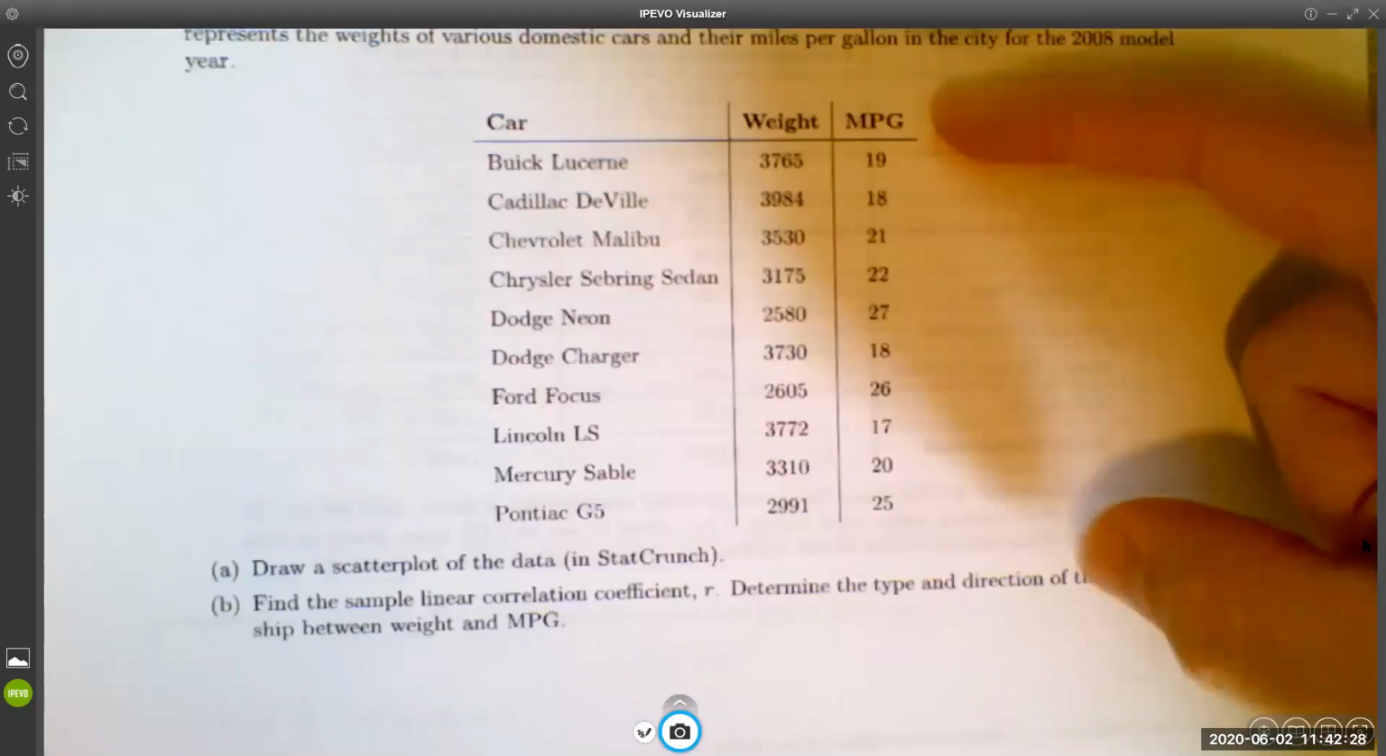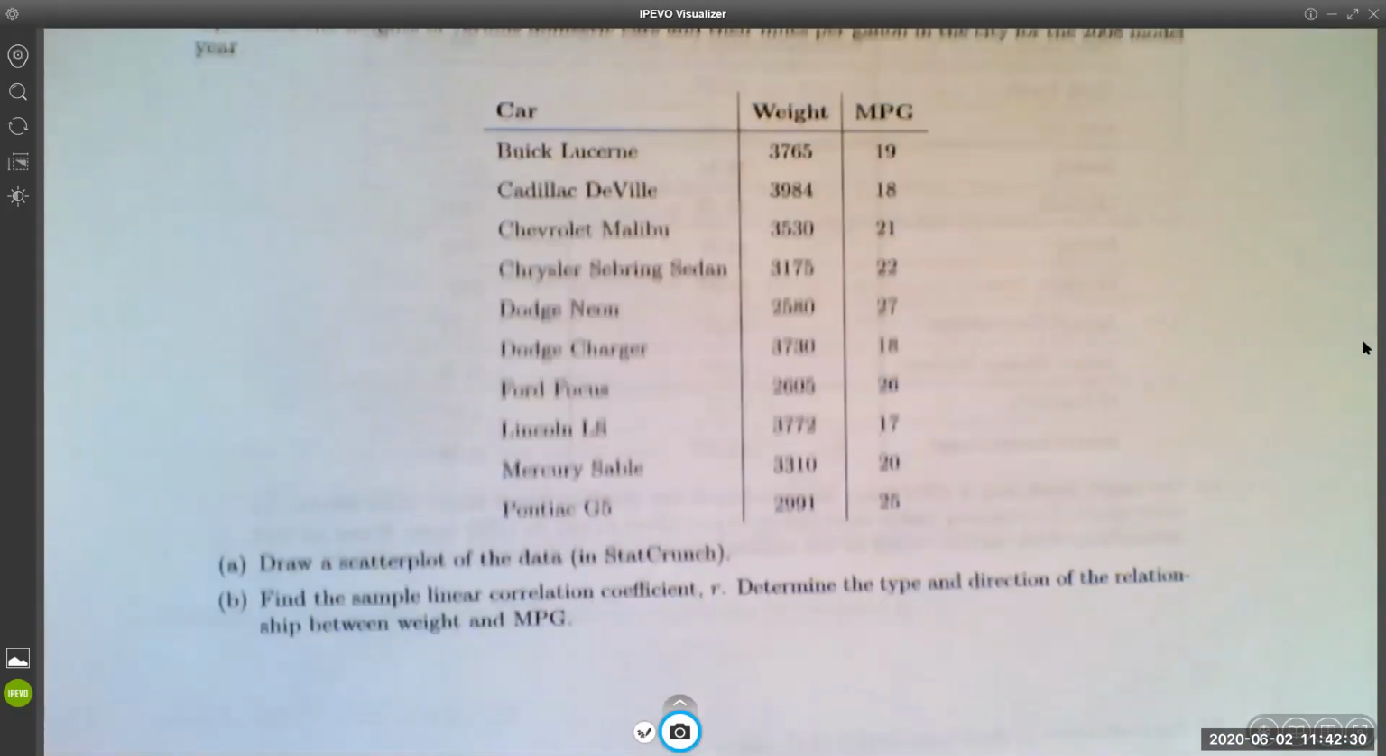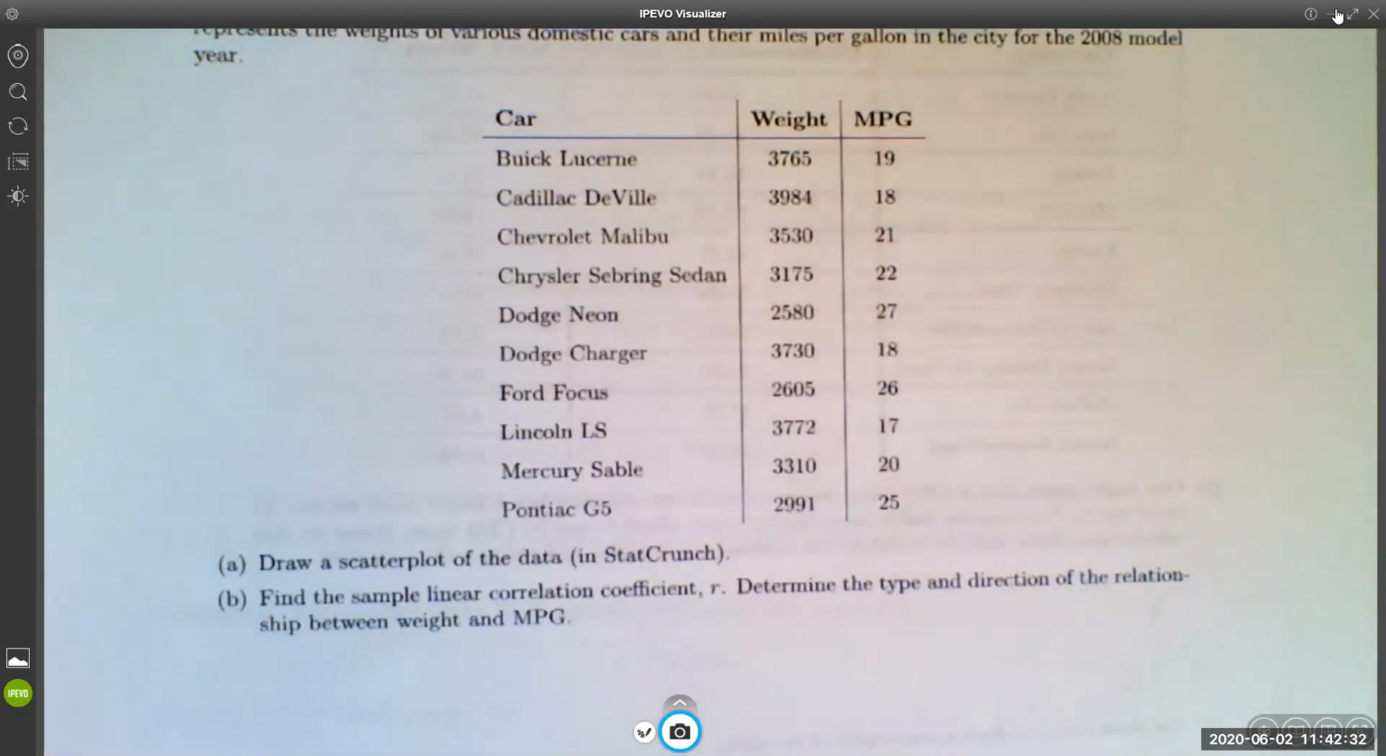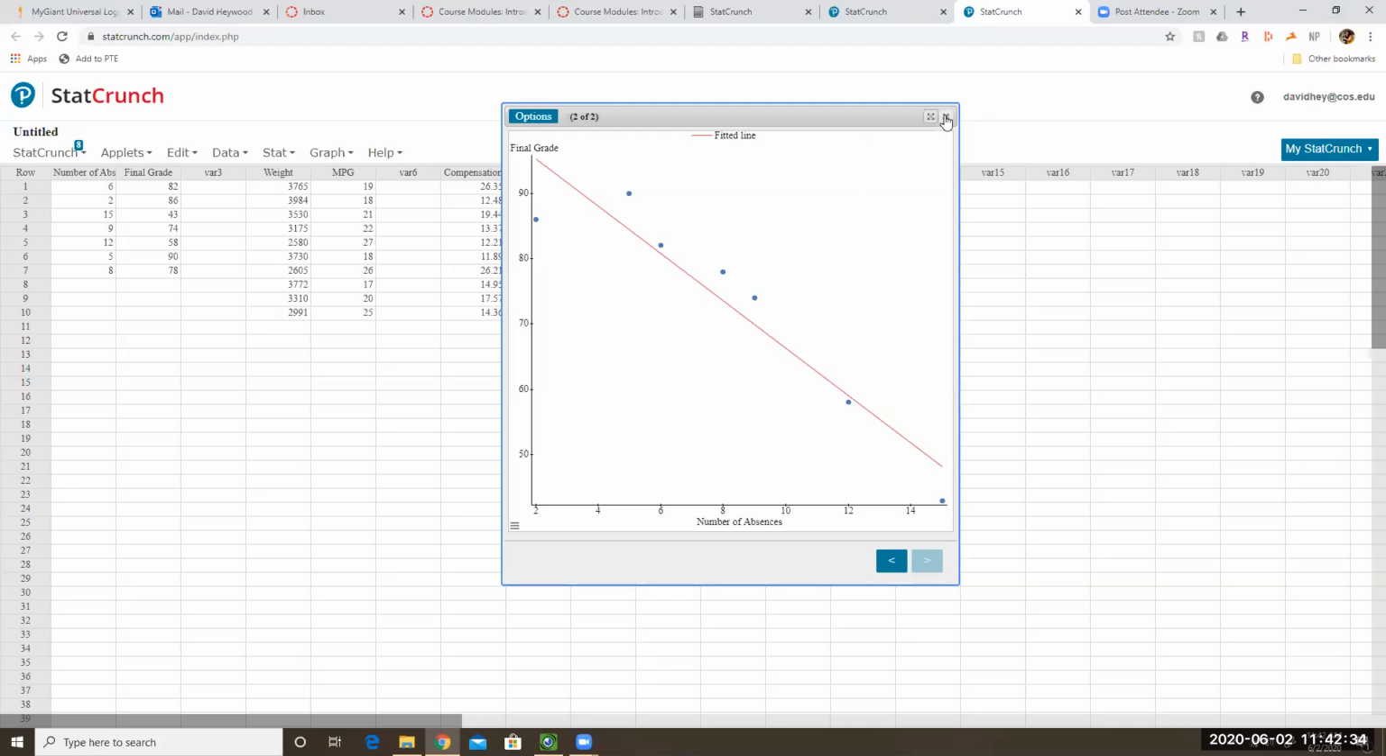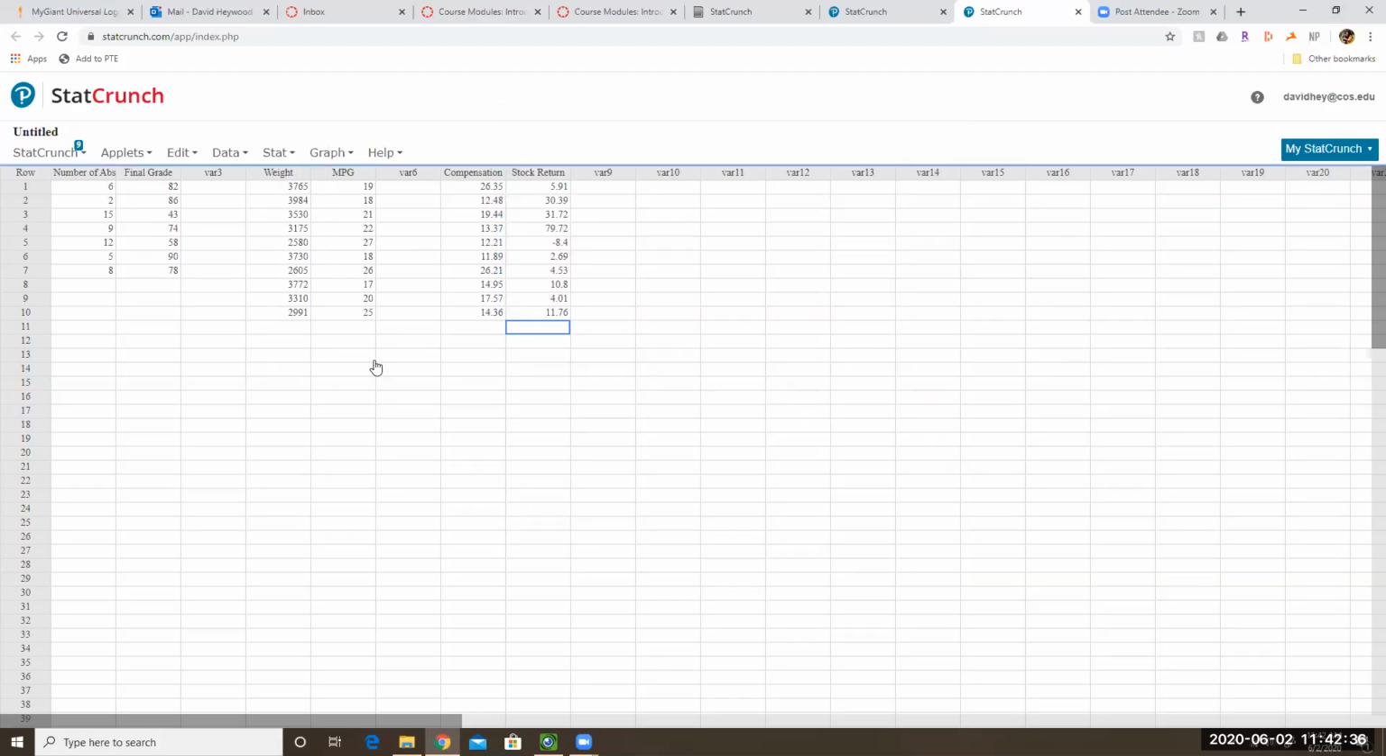First of all, you've got to get the data into StatCrunch. So if you haven't done so already, pause the video and get the data into StatCrunch. I've already entered it, and I don't know if I double checked to see if I got it all in there correctly, but I think it's looking pretty good. 26, 17, 20, 25, looks good. Okay, so let's do all the stuff they asked us to do.